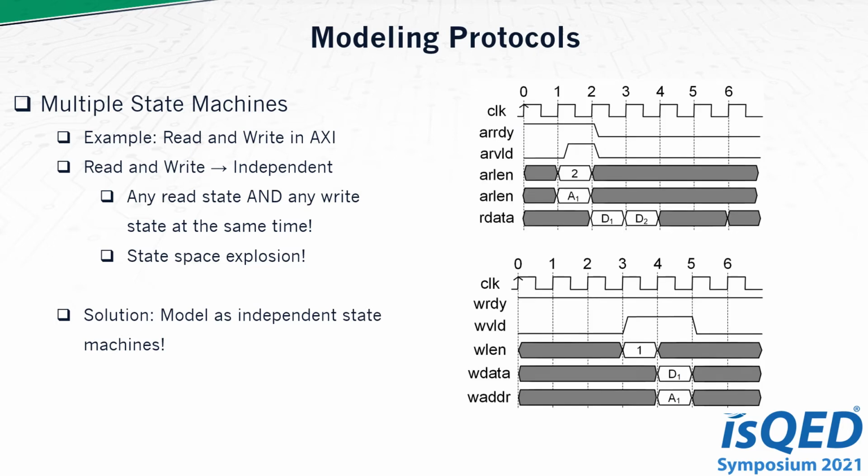To illustrate this idea, we show a read transaction and a write transaction occurring under AXI. The choice of burst length and actual timing of the read and write transactions is completely arbitrary. This means that the read could have happened one cycle earlier and the write could have happened one cycle later. If we wanted to model this with a single FSM, we would have to enable all these combinations, and this would cause a state space explosion. The solution to this problem is modeling AXI as a set of independent state machines.